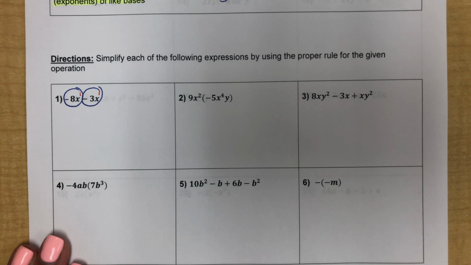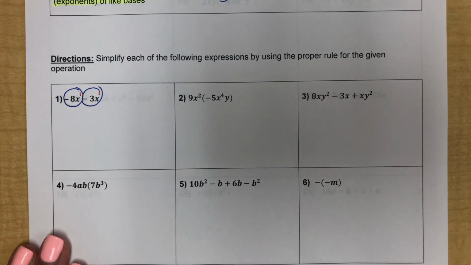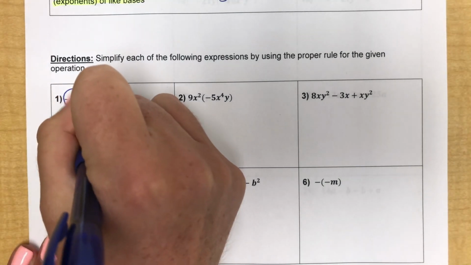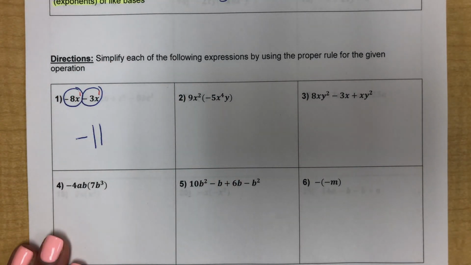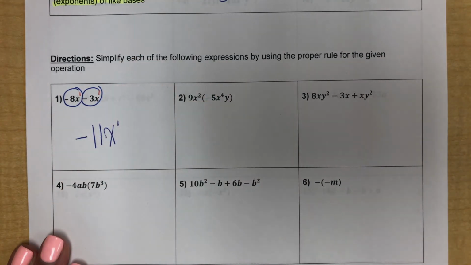First, I'm going to subtract the coefficients. So I have negative 8 minus 3, that's how you would type it in the calculator, and after you subtract, you should be getting a negative 11, and then just like the directions at the top, you do not change the variable or the exponent. So it's going to be negative 11x to the first power.